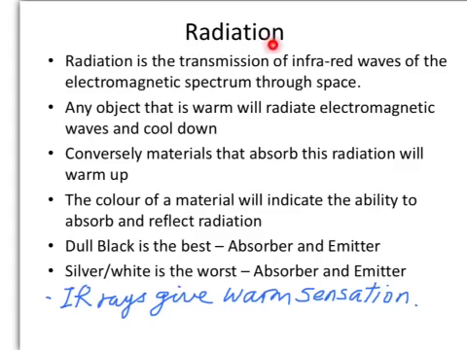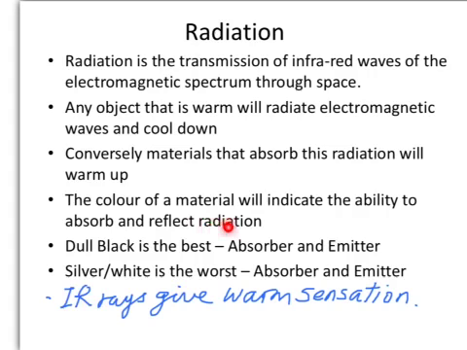Radiation. Radiation is the transmission of infrared waves of the electromagnetic spectrum through space. Any object that is warm will radiate electromagnetic waves and cool down. Conversely, materials that absorb this radiation will warm up. The color of a material will indicate the ability to absorb and reflect this radiation.